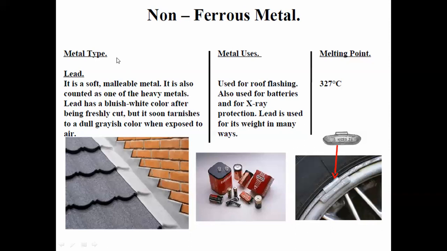So we know that Kawe is now considered one of the most polluted cities in the world because of lead exposure. So what is it used for? It's used for roof flashing, for batteries, for X-ray protection, and it's used for its weight in many ways. So what do we mean by it's used for its weight? Is it lightweight? Is it heavy? Anyone help us there?